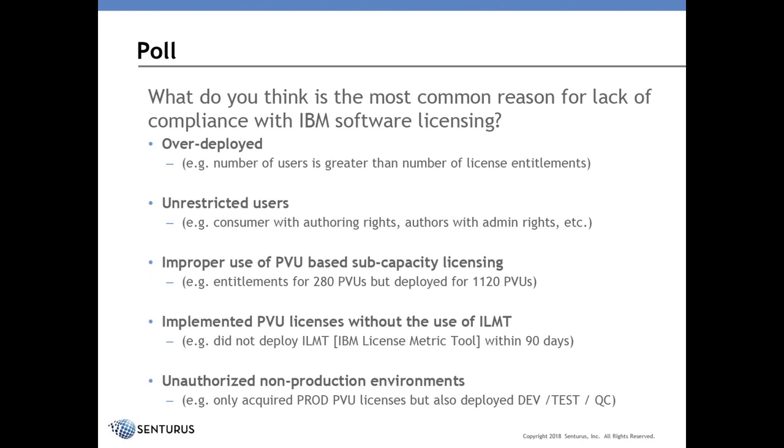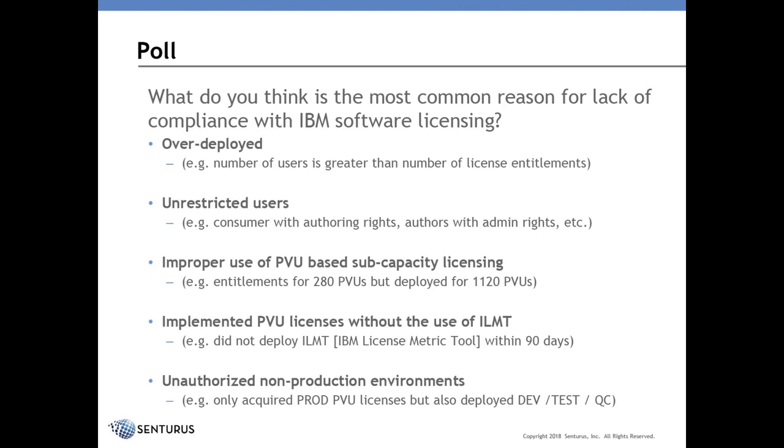You can choose one out of the five. Are you over deployed? In other words, the number of users is greater than the number of entitlements that you have. Is it unrestricted user? In other words, you have a consumer that has more rights than they really need. Improper use of PVU-based subcapacity licensing, which means, for example, if you've bought entitlements for 280, but you've actually deployed 1120, or have you implemented PVU licenses without the use of IBM's ILMT tool?